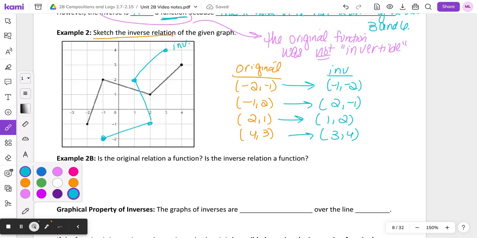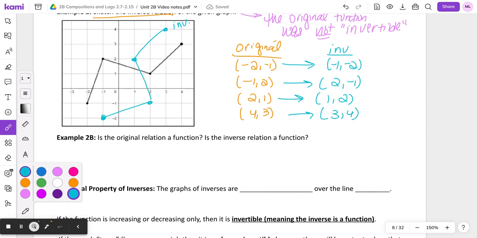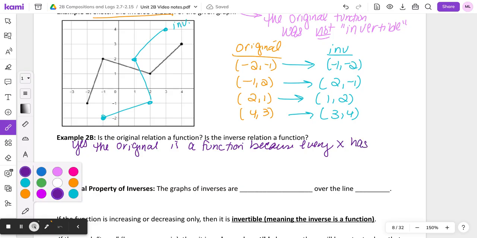All right, now if you notice, is the original relation a function? Look at the one that was given to us. Is the original one a function? And that is yes. The original is a function because every x has only one y. Every single x has its own y, only one y.